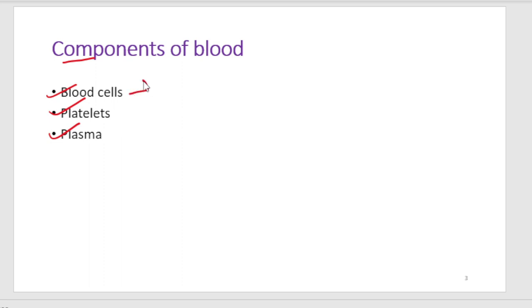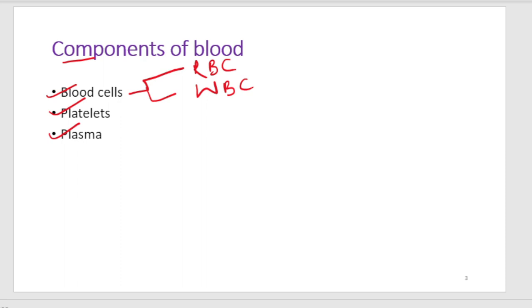In blood cells we will discuss two types of blood cells. One is RBC, that is red blood cells. Another one is WBC. RBCs are red in color, while WBCs are colorless. Why are RBCs red in color? Because of the presence of the pigment hemoglobin. In case of WBC, there is no pigment like hemoglobin. That is why they are colorless.